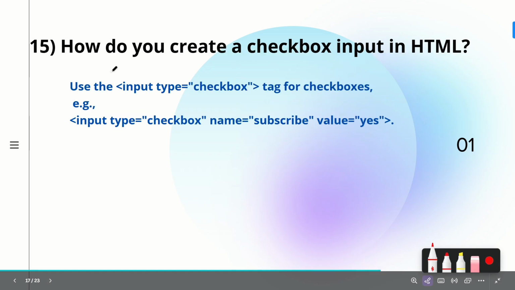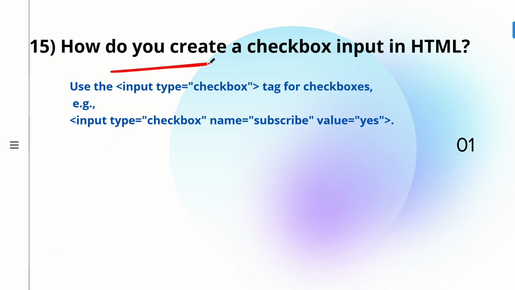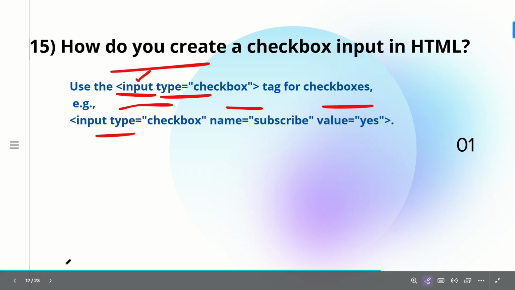Let's see the 15th question. How do you create a checkbox input in HTML? So how do you create the checkbox? For that, we have our code example. We have to make use of the input type checkbox tag for checkboxes. So you have to make use of the input tag only, but this type varies every time. So if you write type as checkbox, then you can create the checkbox input in HTML. In the example, you can see here you have the input tag, and then you have written the type as checkbox, and then you have given a name, like name subscribe, and value is yes, that it is checked.